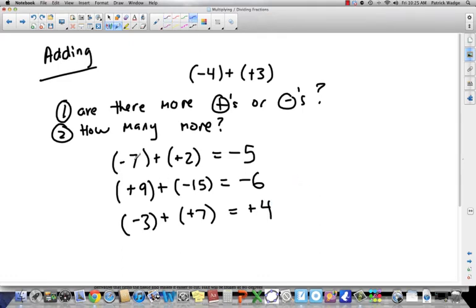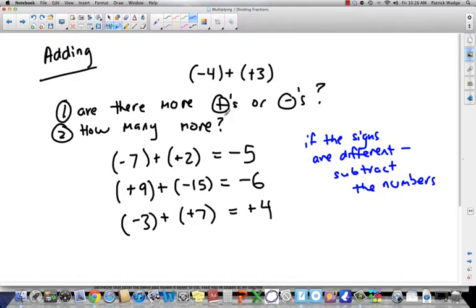So what you might notice here, and you don't really have to memorize this, is that if the signs are different, one's negative and one's positive, look what you actually did with the numbers, the 7 and the 2. You subtracted them to get the 5. 15 and 9 subtracted is 6. 7 and 3 subtracted is 4. This is very confusing for people because it's an addition question, but in a sense you're actually subtracting the numbers. So if the signs are different, you're actually subtracting the numbers. But as I said, I don't know if you really have to memorize that, because if you ask yourself those two questions, I think just by using common sense, you'll figure out that you have to subtract.